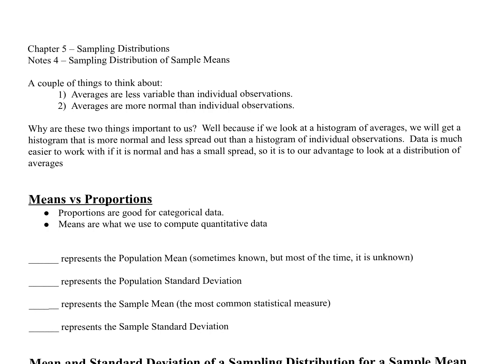A couple of things as to why that's important is because if we were to look at a histogram of averages, we'll get a histogram that is more normal and less spread out than a histogram of individual observations. So data is much easier to work with if it's normal and has a small spread. So it's to our advantage to look at a distribution of averages.